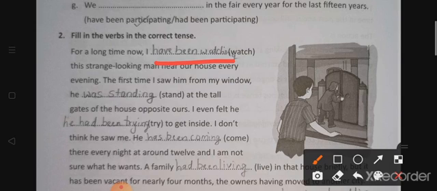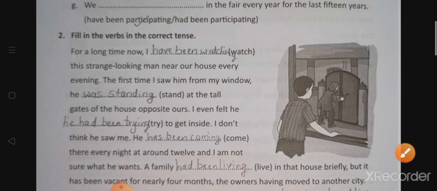In past, and he is still doing that action. Okay, that's why. The first time I saw him from my window, he was standing at the tall gates of the house opposite ours. Now this action just happened in past. Okay, when first time I saw it from my window, he was standing. So that is an action which happened at that time, right? So this is only past continuous tense.